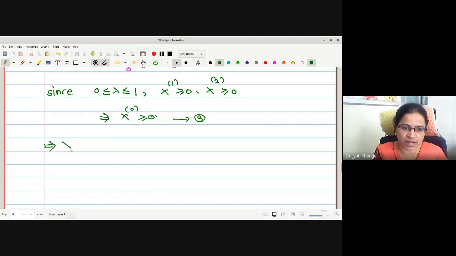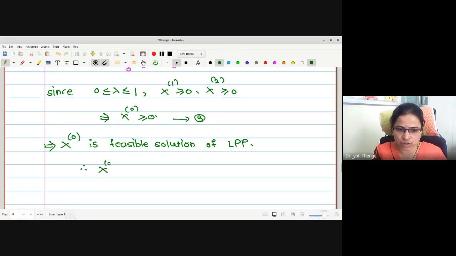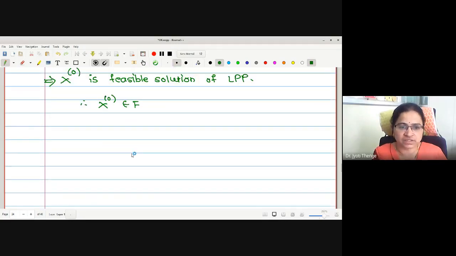Therefore, what does this imply? x0 is a feasible solution of the linear programming problem. Therefore, x0 belongs to F. What x0 have we considered? A convex combination of x1 and x2. Thus, F is a convex set.